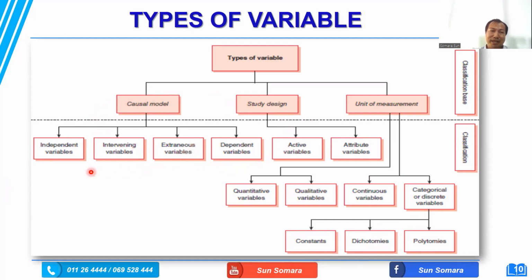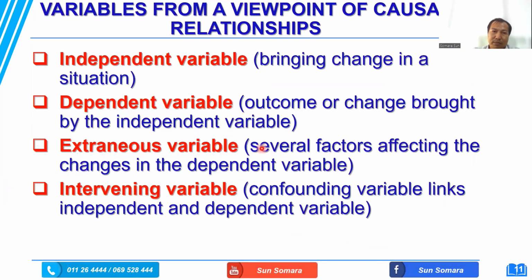It can be independent variable, intervening variable, and extraneous variable or dependent variable. Or mostly you just see only independent and dependent variables that we study there. So you can see something in detail from this part.